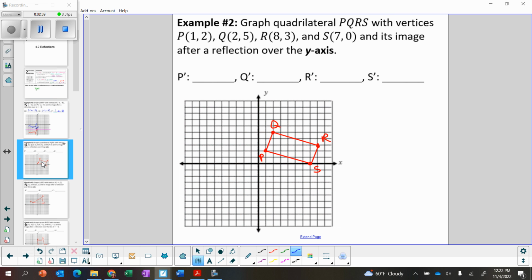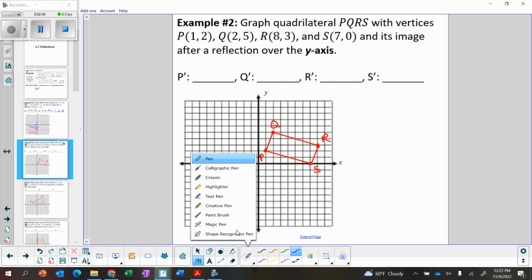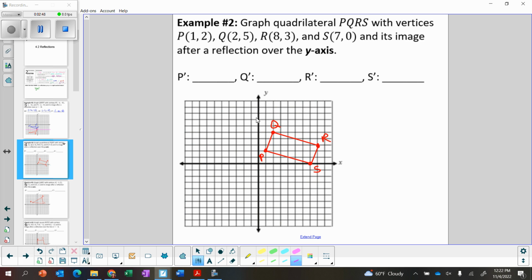Our next example, we have quadrilateral PQRS, and we want to reflect over the y-axis. So the y-axis, we want to draw it on here, highlight it. The y-axis is this line. Not super straight. Let's see if we can straighten it out a little bit. Nope, not so much. Let's try that again. Maybe make it a little bigger. All right, that straightened it out for me.